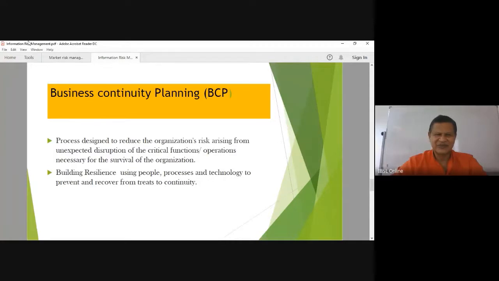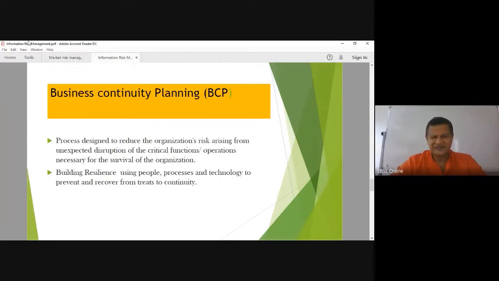So I put this continuity planning soon after IT security has been discussed, because in business continuity planning, not only the operation staff, risk management, and also IT staff, and general banking operation also need to participate in formulating policies and the procedures relating to business continuity planning. So it's a process once again, and it is to reduce the organization risk arising from unexpected disruption.